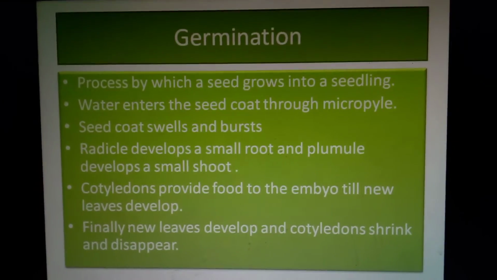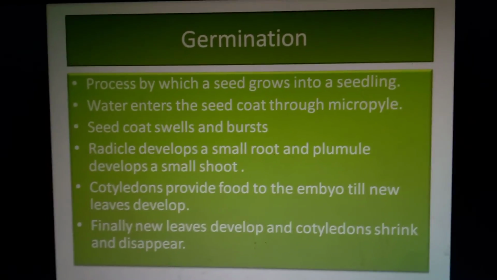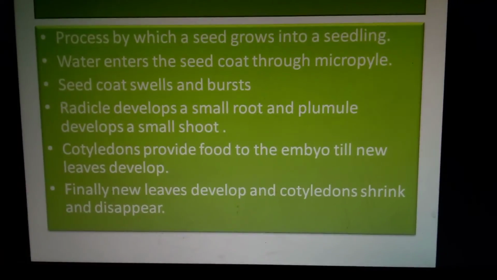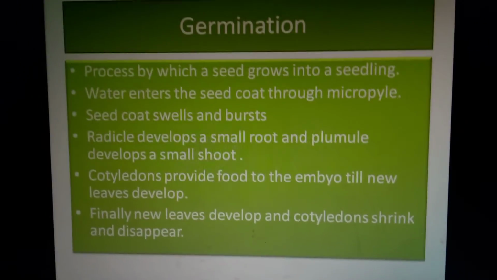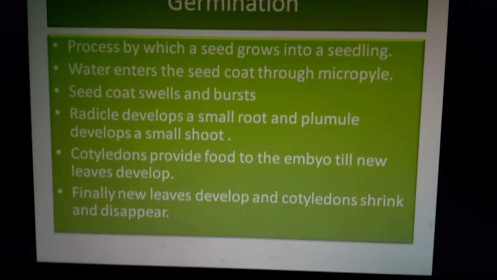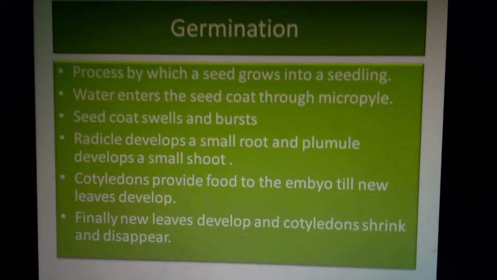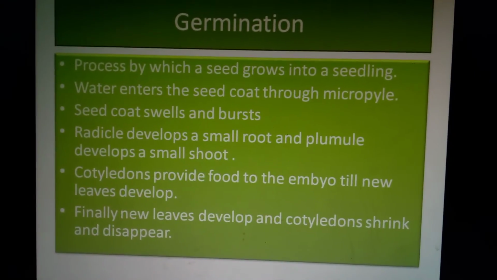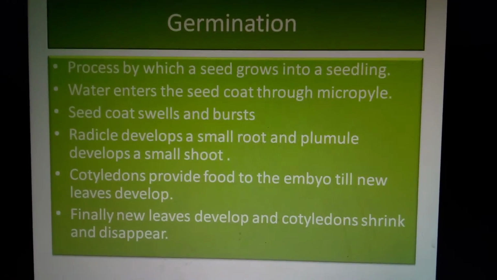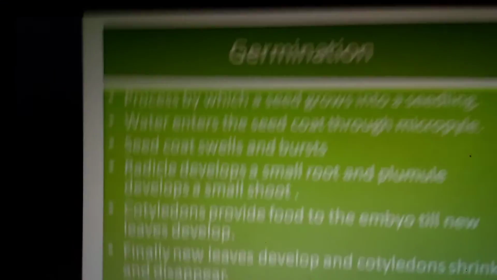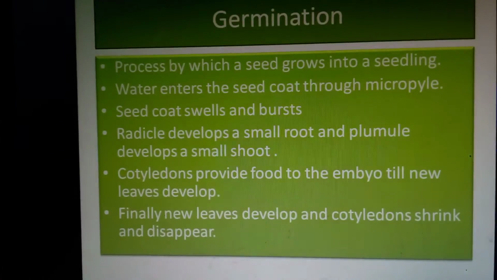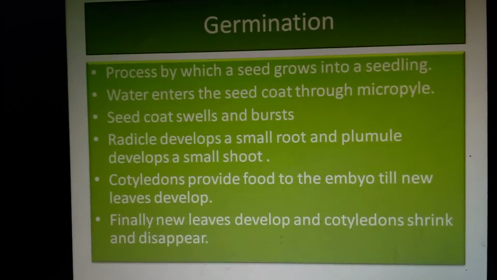Cotyledons provide food to the embryo till new leaves develop. After that, the cotyledons shed. Finally, new leaves develop and the cotyledons shrink or disappear.